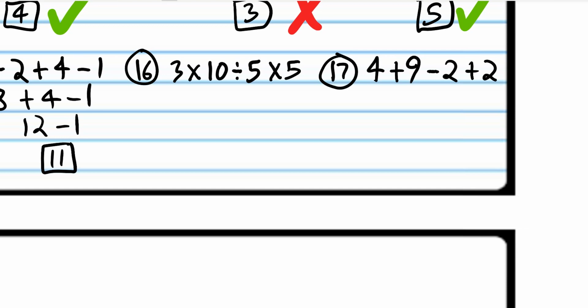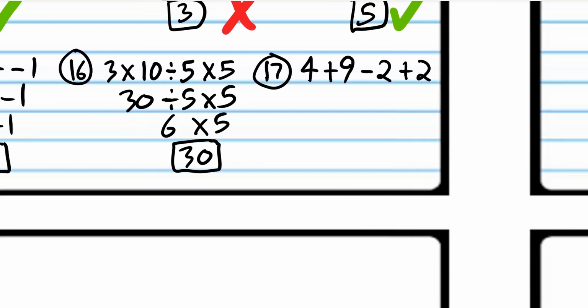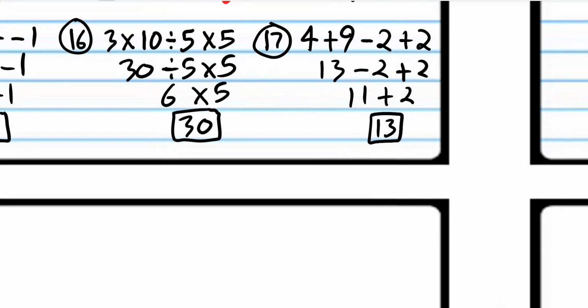All right, we're back. 3 times 10 is 30. 30 divided by 5 is 6. 6 times 5 is 30. So if you got the right answer, good job. Now we have addition and subtraction. 4 plus 9 is 13. 13 minus 2 is 11. 11 plus 2 is 13. So if you got that one right, good job.